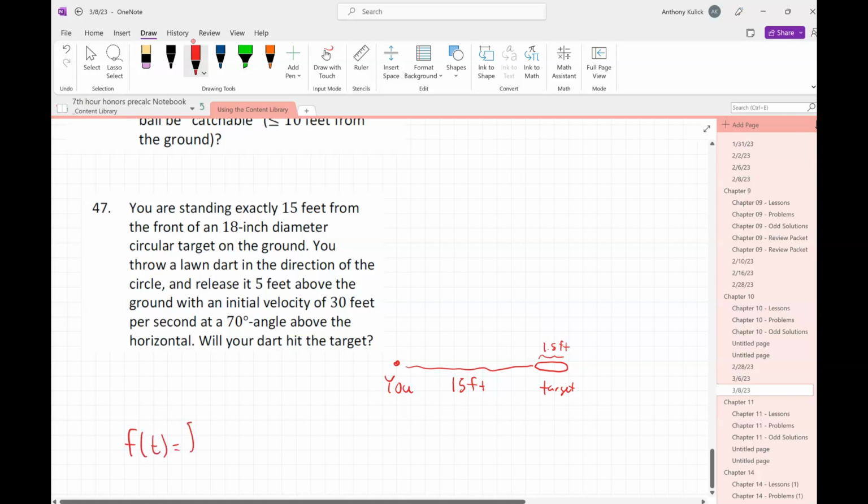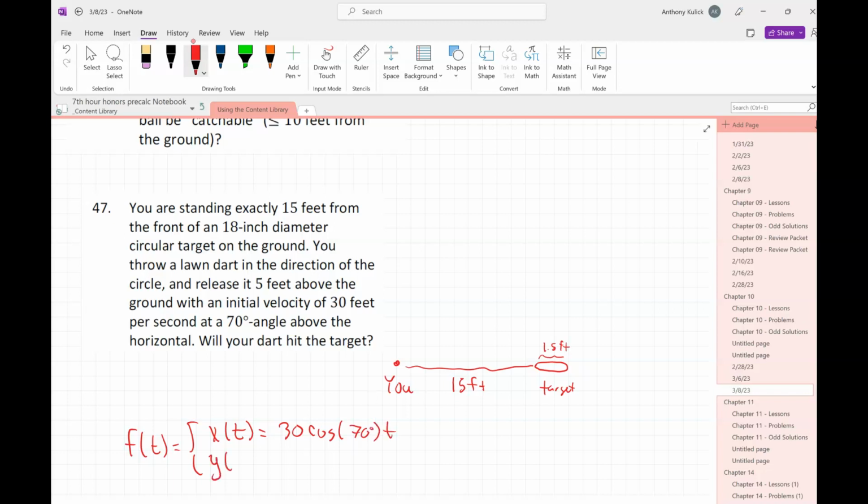So let's write our equation. Initial velocity is 30. Angle of release is 70. That's a big arc, but that's not surprising.